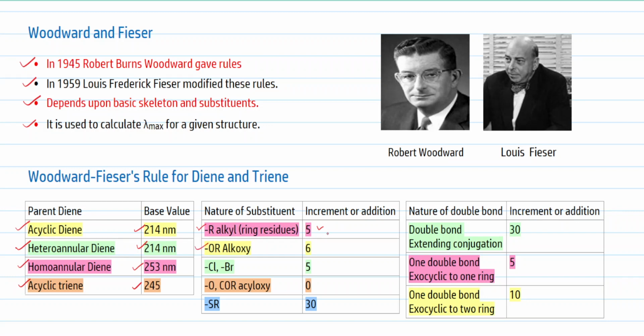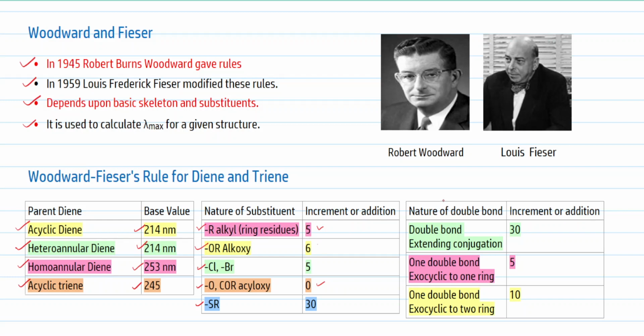Then for an alkoxy group, 6 nanometer we have to add. For halogen, that is chlorine or bromine, 5 nanometer. For oxygen or acyloxy group, 0 addition is there, and for thioether we have to add 30 nanometer. This is about the nature of substituent present in the organic compound.